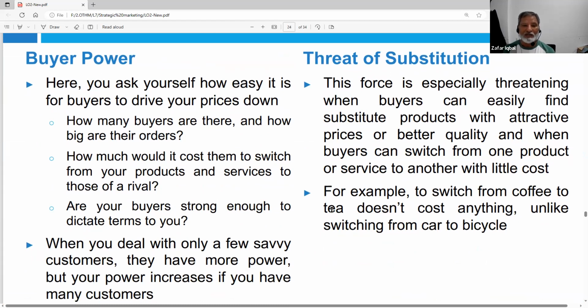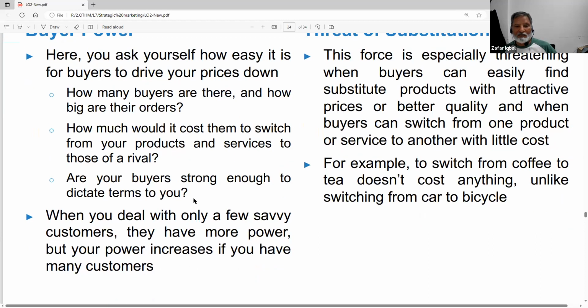How much would it cost, for example, them to switch from your product or services to those of a rival? Are your buyers in a stronger position than yourself to dictate the terms and conditions of the price and materials? So you need to know, if there are only a few customers, then of course they have more power to determine your demands, or to lower your demands, or they have more buying power, and therefore they'll be able to influence your decisions.